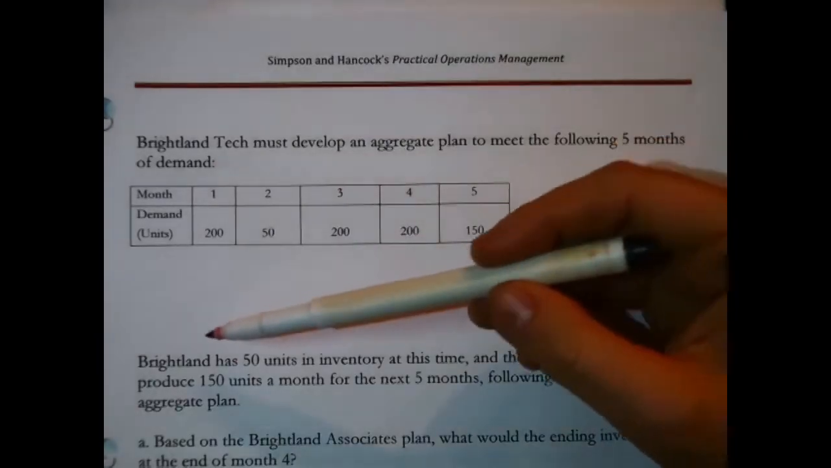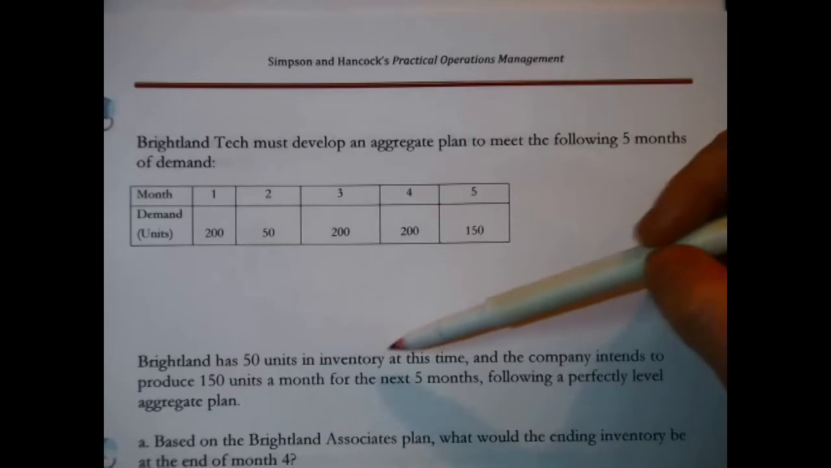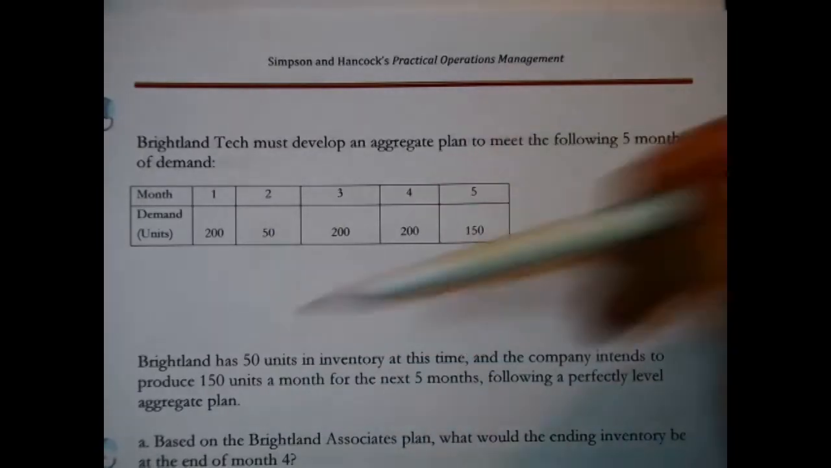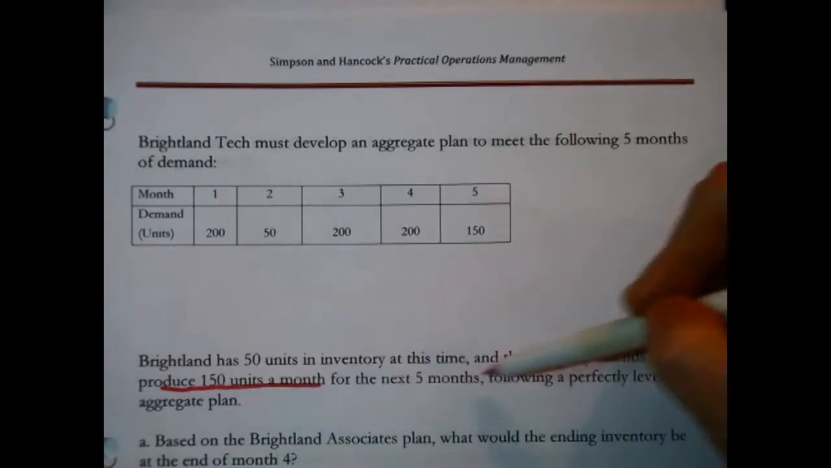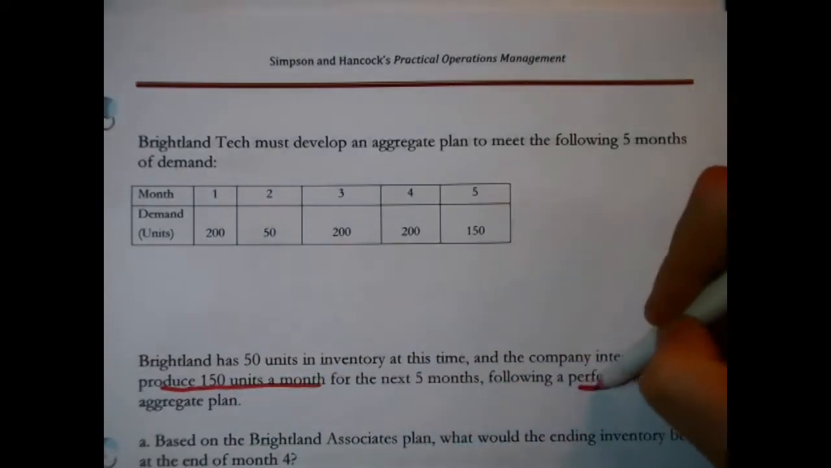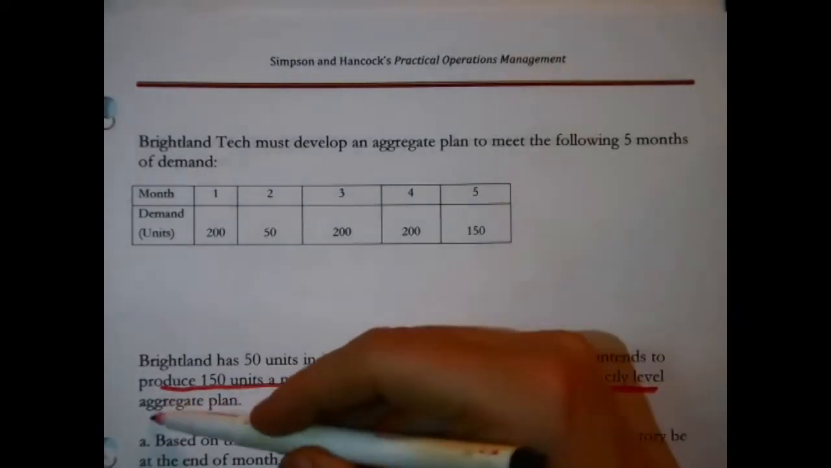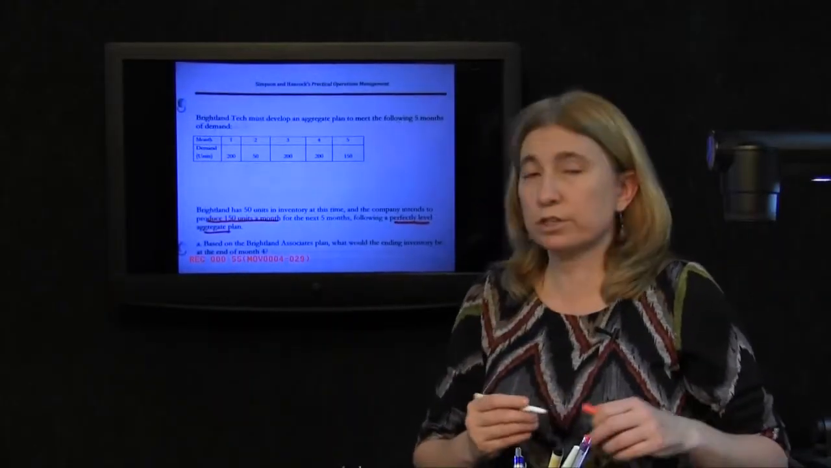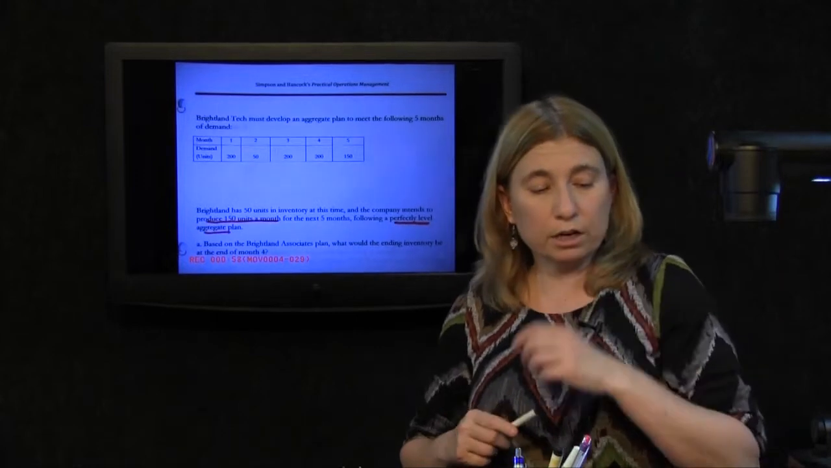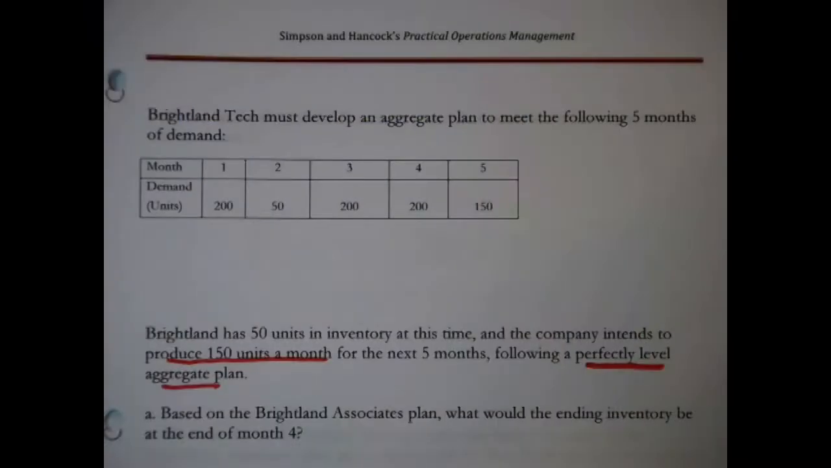Now, some information. Brightland has 50 units in inventory at this time, and the company intends to produce 150 units a month for the next 5 months. Oh, good to know. Following a perfectly level aggregate plan. Now, if you look ahead to the questions, like the first one, based on Brightland's plan, what would the ending inventory be at the end of month 4?